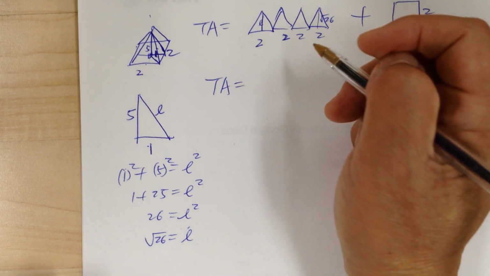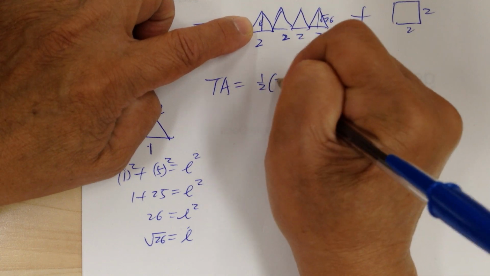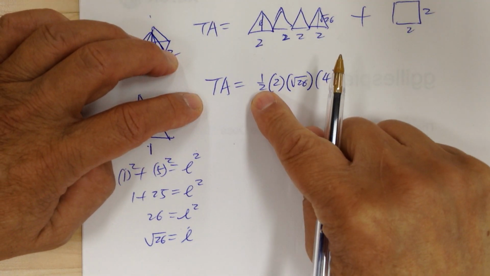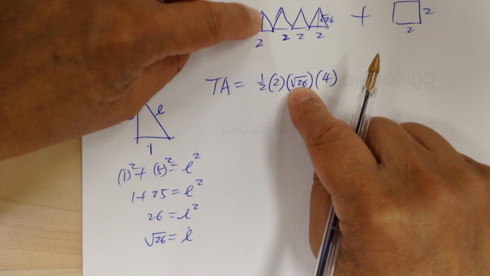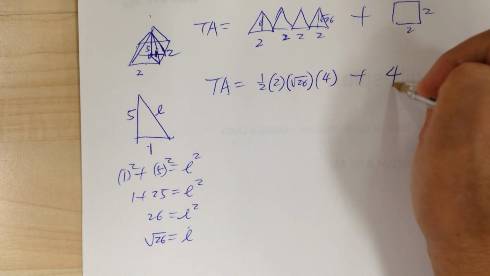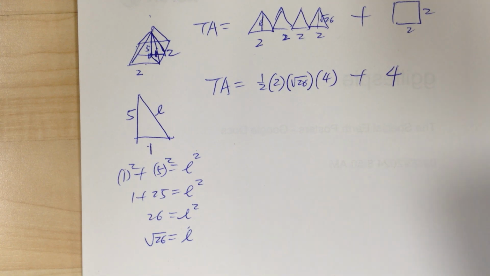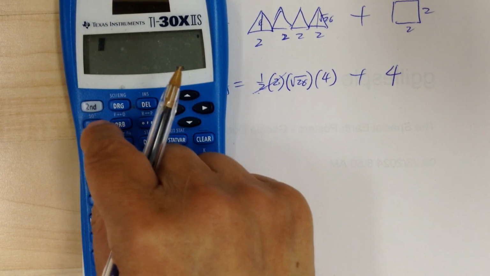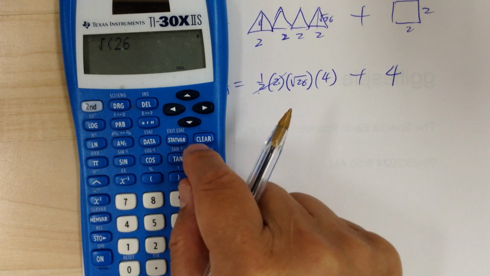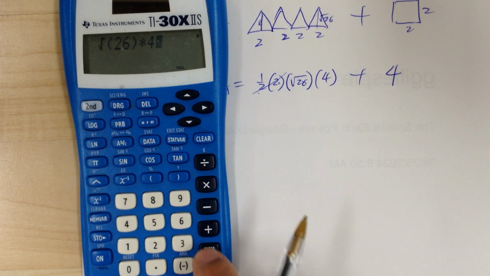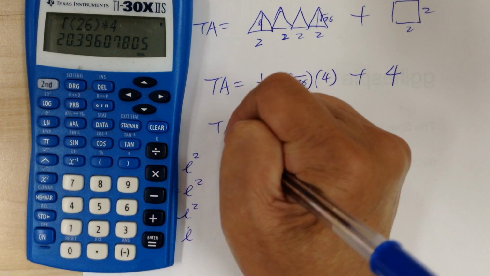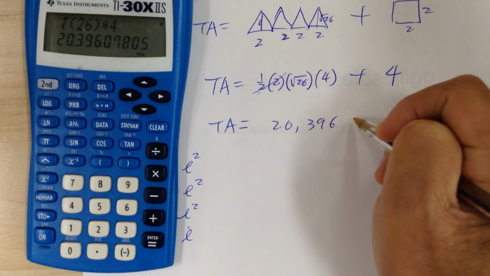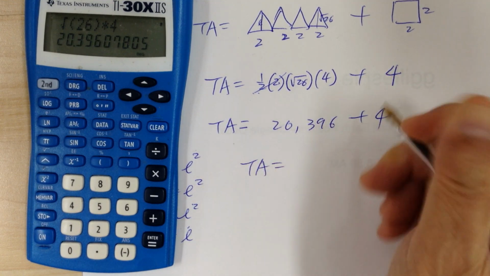So TA equals, now the area of a triangle is 1/2 base times height, and there are 4 of them, so you have to times by 4. Again, 1/2 base times height is only one of them, and there are 4 of them, so you have to times by 4, plus 4. Now let's get the calculator. The 2 and 1/2 cancel out, so that makes things a bit easier. So square root of 26 times 4. So TA equals 20.396 plus 4.